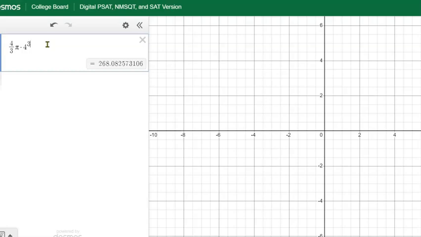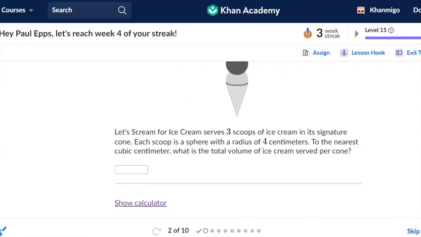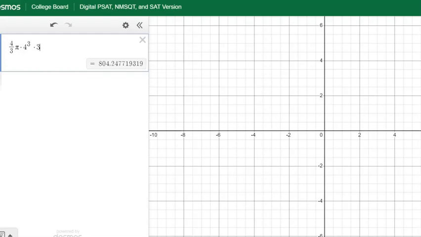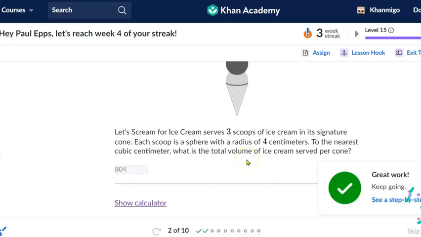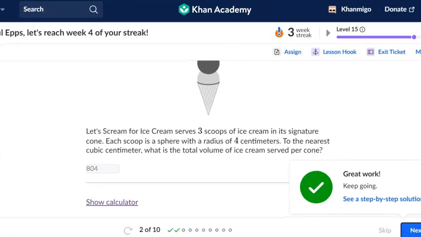But that's one cube. And there's 3 cubes. So let's multiply the whole thing times 3. Now we've got 804. All right, let's go back and look at this one more time. 3 scoops, 4 centimeters, total volume of ice cream, 804 to the nearest cubic centimeter, 804. All right.